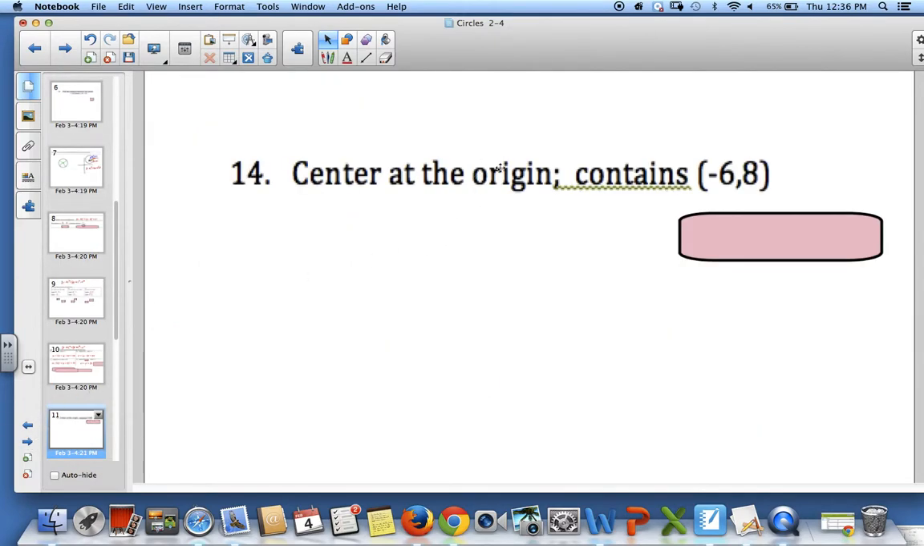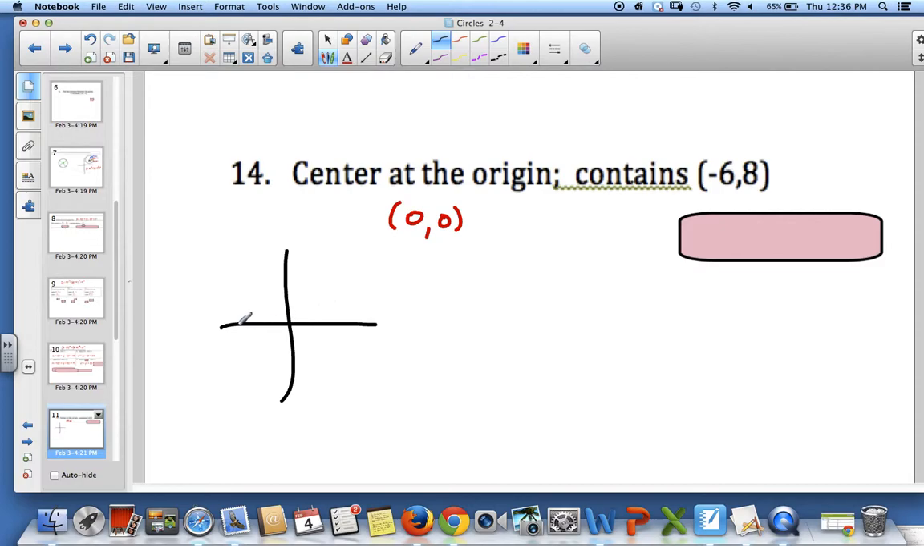The center's at the origin, so we know the coordinates there are 0 and 0. And then it contains the point negative 6, 8, which means that's a point on the circle. So if I were to draw that just to get an idea what that might look like, it might look something like this. Negative 6, 8 is up here, there's the center, so this is going to be my circle. And I want to know what the equation of that is. That's not a very good looking circle, but that's the idea.